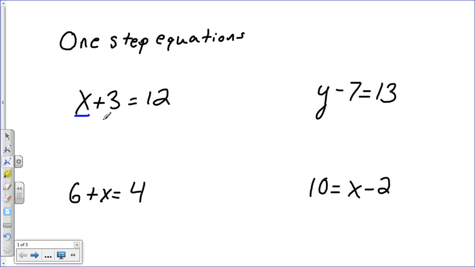Plus 3, what's the opposite of addition? Getting it to the opposite side, opposite thing. So subtract 3, those cancel. 12 minus 3 is 9. So the solution to this is x equals 9.